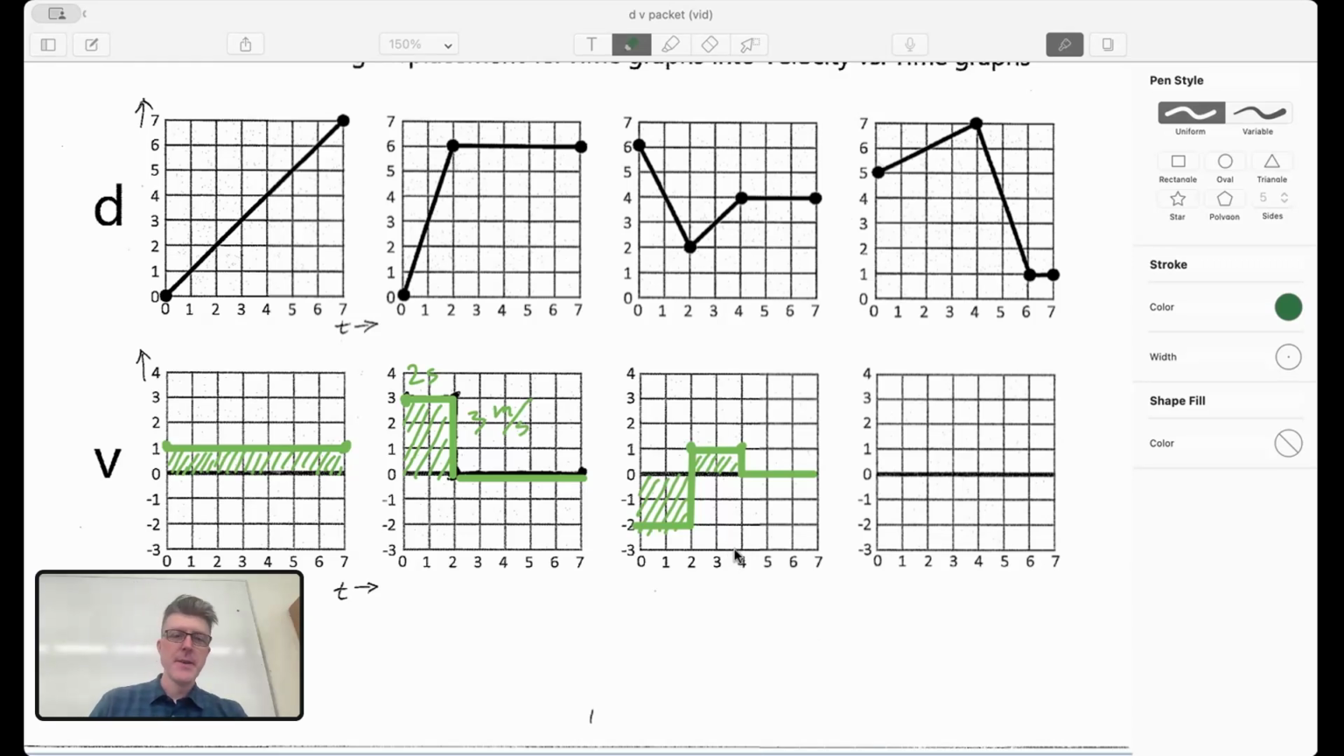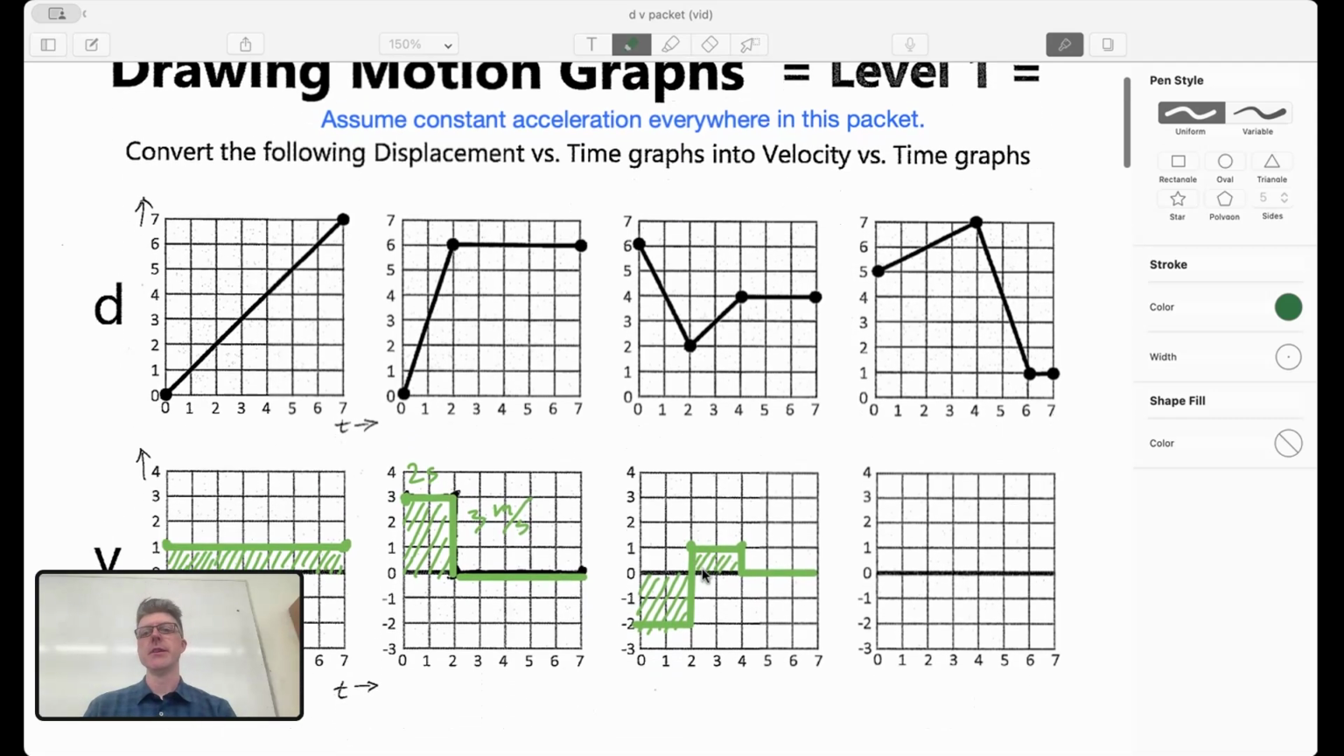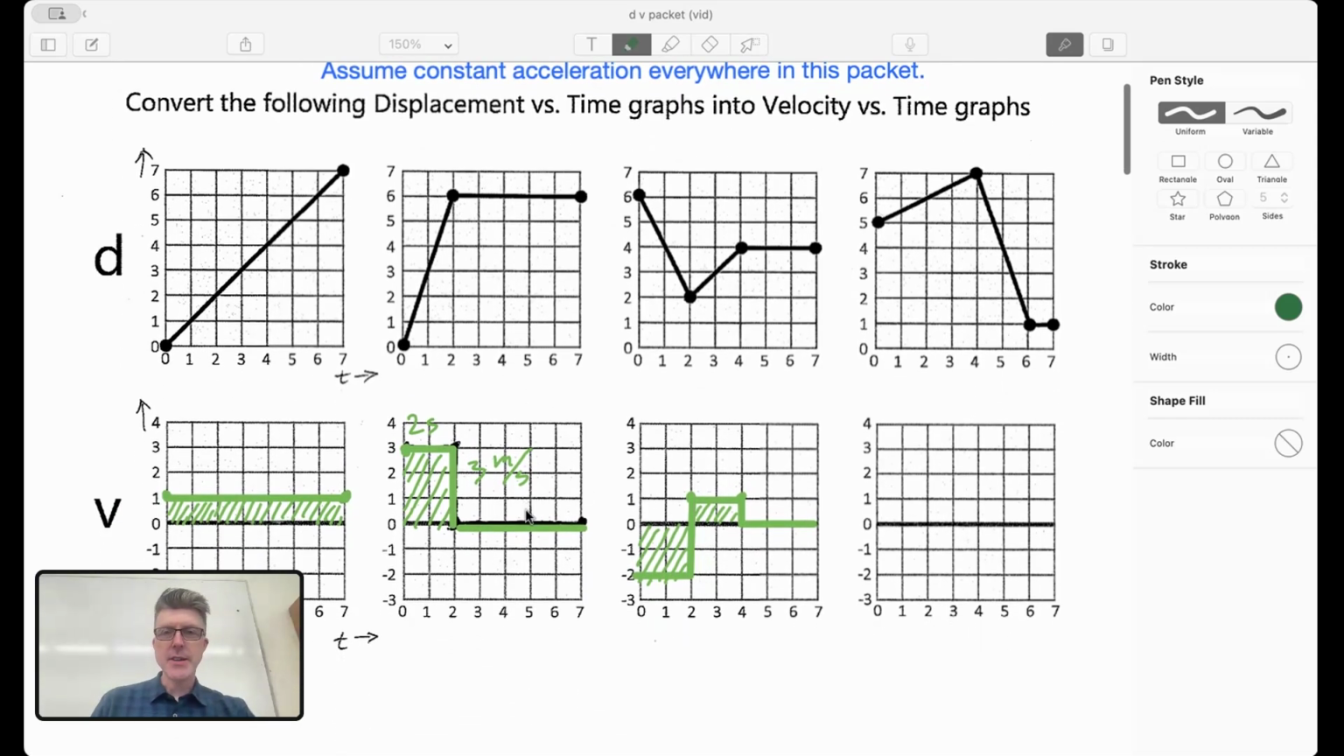Now, I want to add the second video on this packet here because I really want to explain the idea of what it is. Why can you take the area of the velocity time graph and why is that the displacement? Maybe I won't exactly answer the why question, but I think you'll start to see how it works.